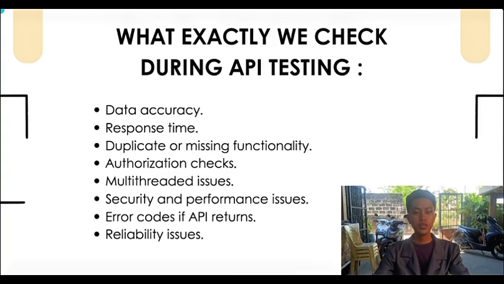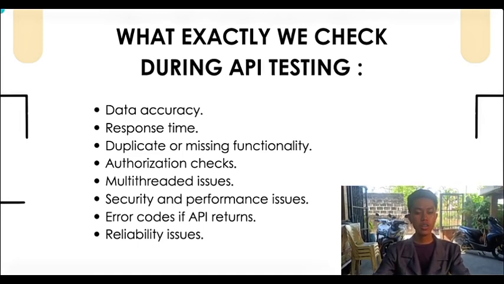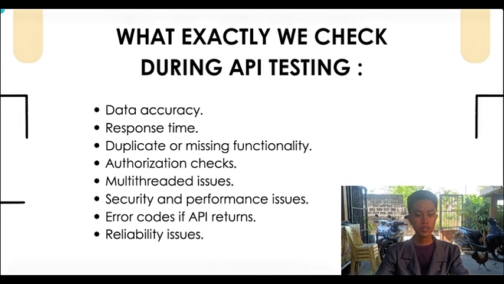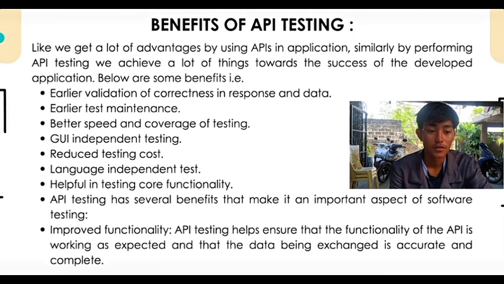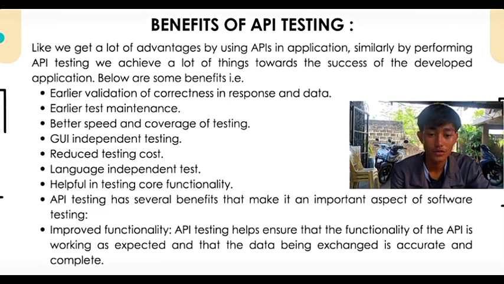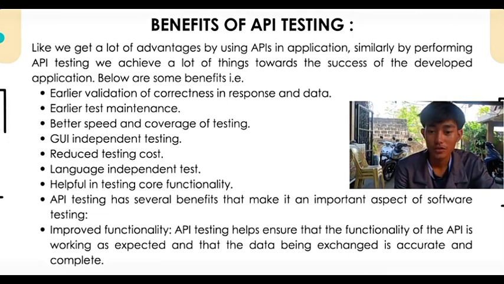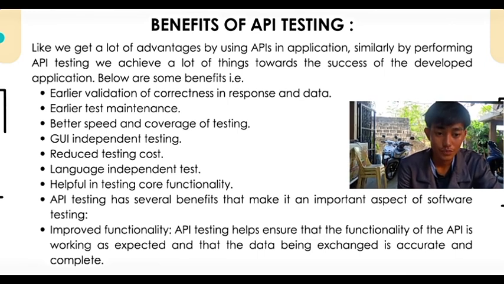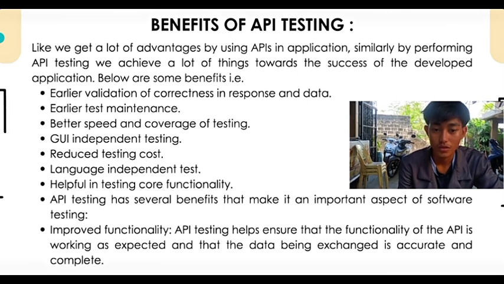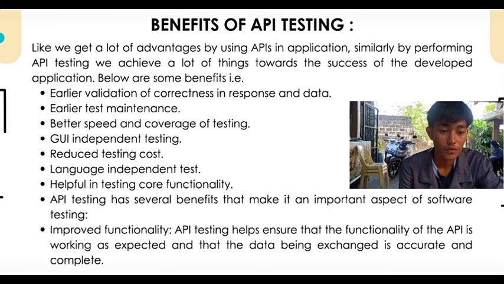What exactly do we check during API testing? Data accuracy, response time, duplicate or missing functionality, authorization checks, multi-threaded issues, security and performance issues, errors, and what the API returns, and reliability issues. We get a lot of advantages when we use API testing in an application. By performing API testing, we gain a lot of things towards the developed application.